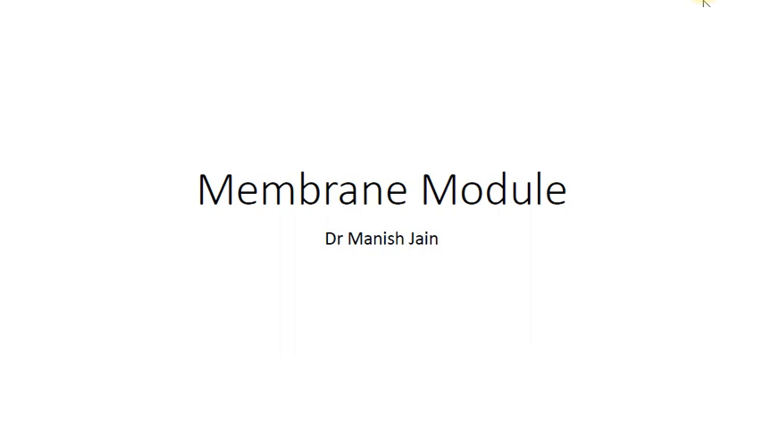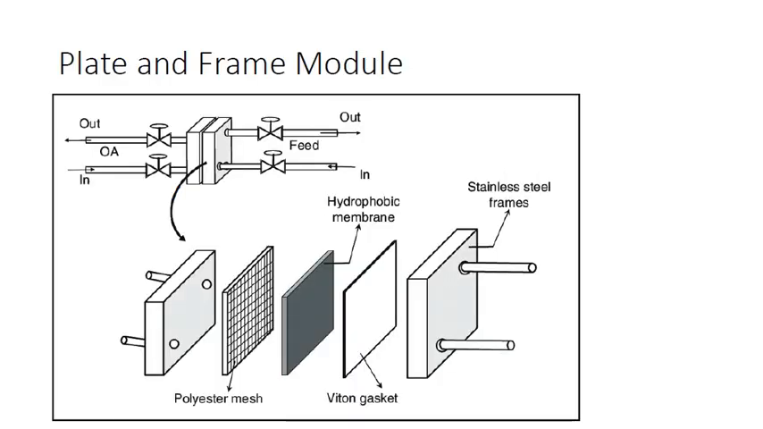There are different types of membrane modules used in industry or commercial-scale setups. Today we will discuss the different types of membrane modules. First, the simplest geometry is the plate and frame module. This is the diagram of a plate and frame module. This type of membrane module is generally used in lab-scale or very small-scale setups in industry also. In this setup, the plate and frame module contains a frame.